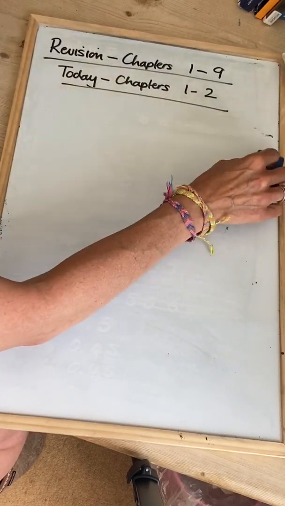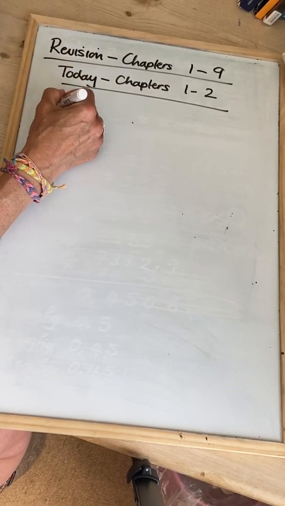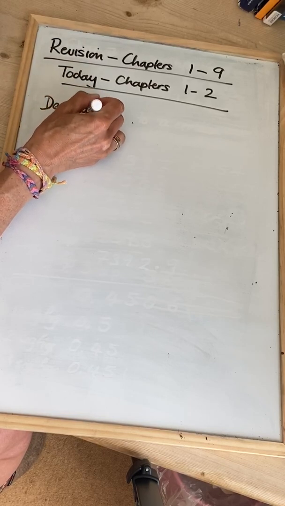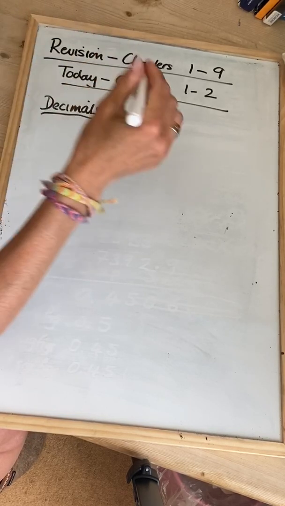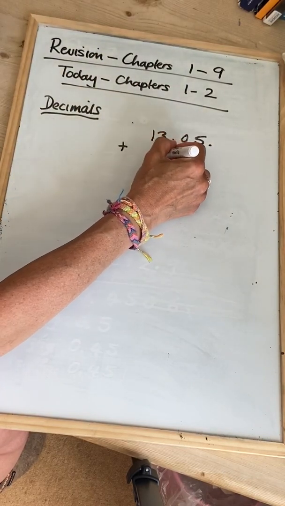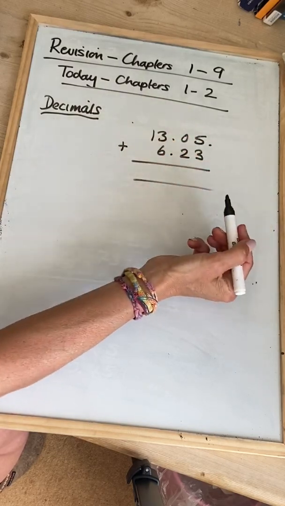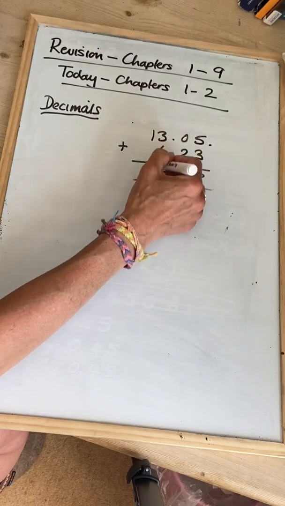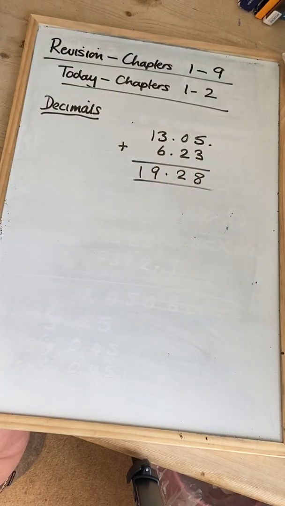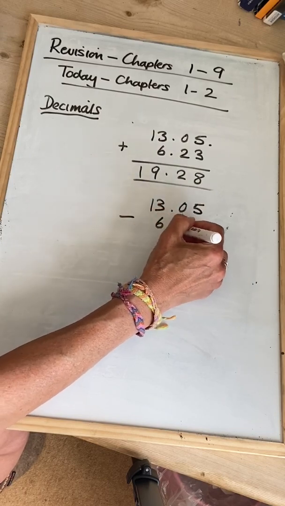The other things that are in chapter 1, there's a little bit on working with decimals, and that means doing calculations with decimals. So let's just say I've got 13.05 and I want to add or subtract 6.23 to it. Just got to be able to do that. That's standard addition using a column method. If it was a subtraction, then you would be doing the standard thing as well.